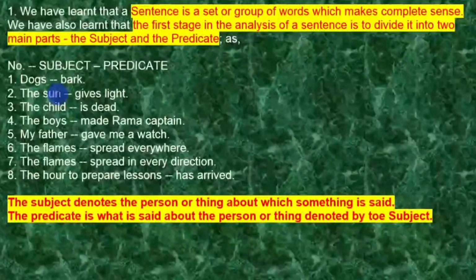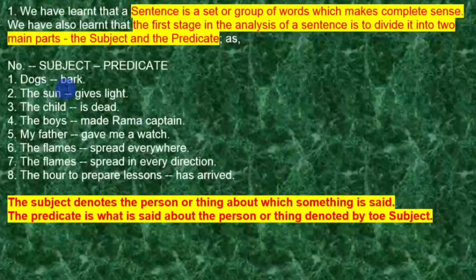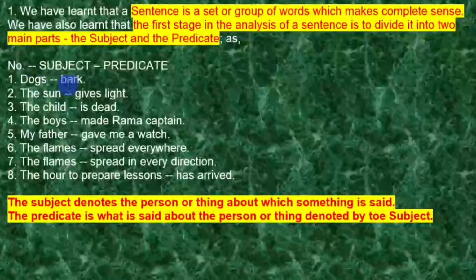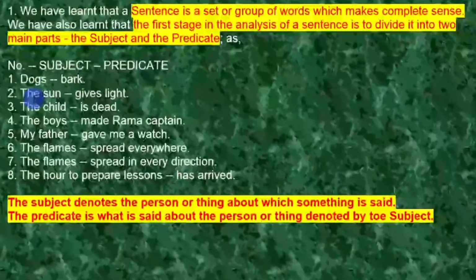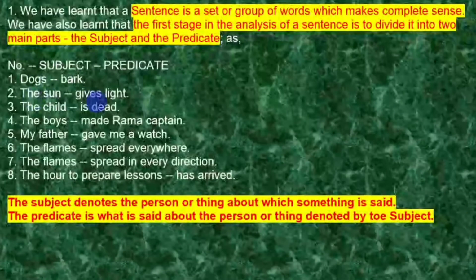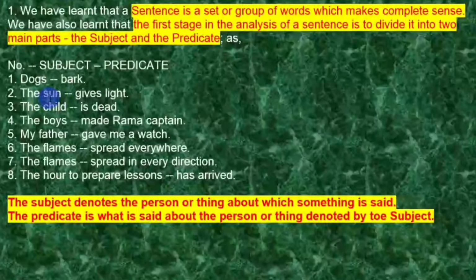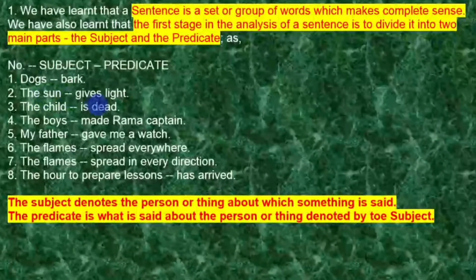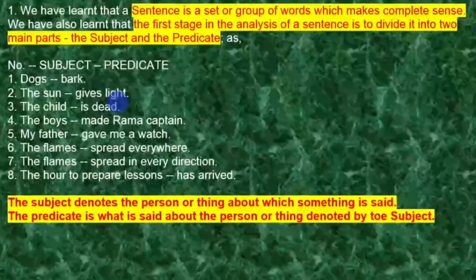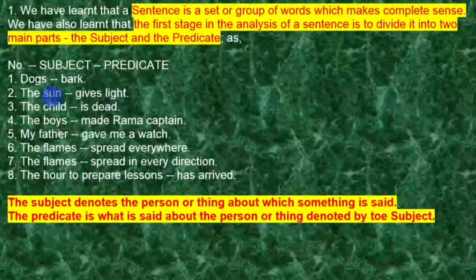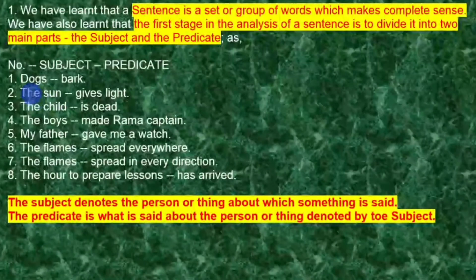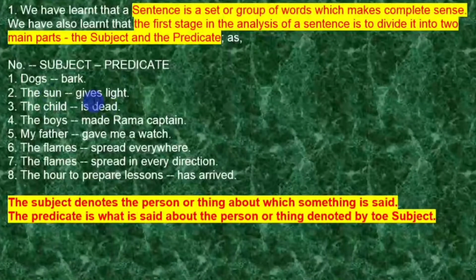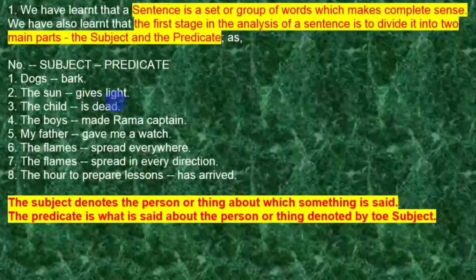Have a look upon these sentences. Dogs bark. So dog is our subject and bark is our predicate, because bark is telling us what the dog is doing. The sun gives light. Again, here you can see subject, sun is our subject, the sun is our subject, and gives light is our predicate. But what is very important here, that here we have got 2 words, an article, the, and sun, a noun. And then we have got 2 words in the predicate as well, gives light.